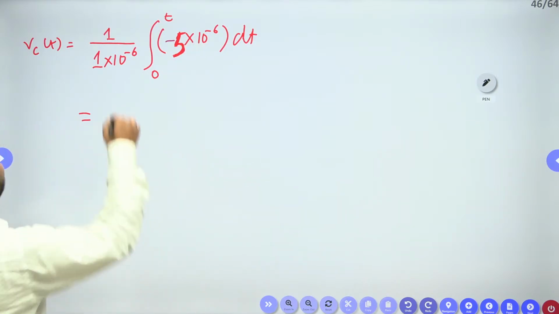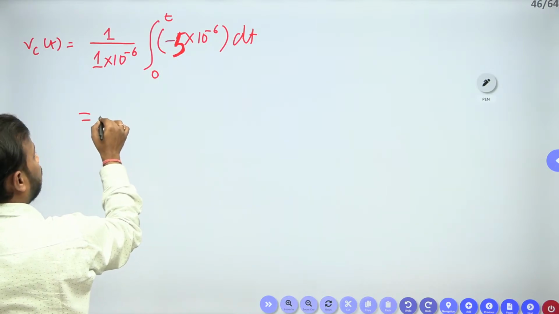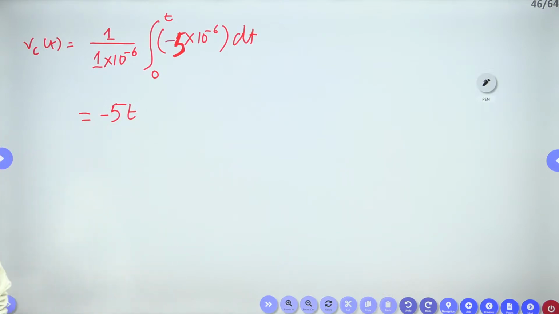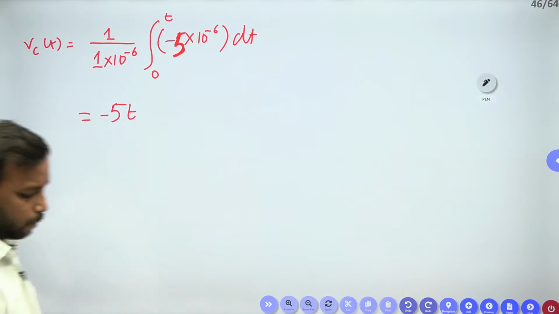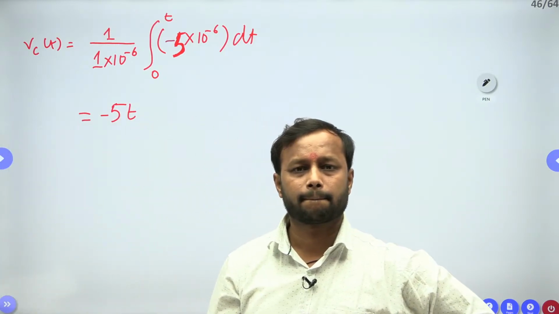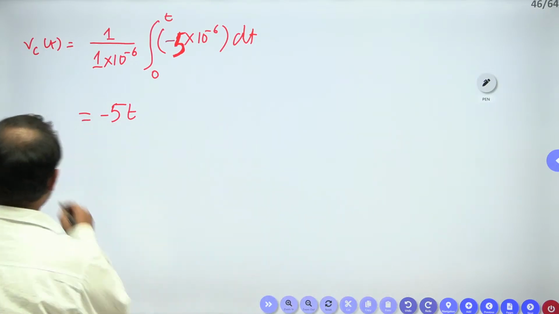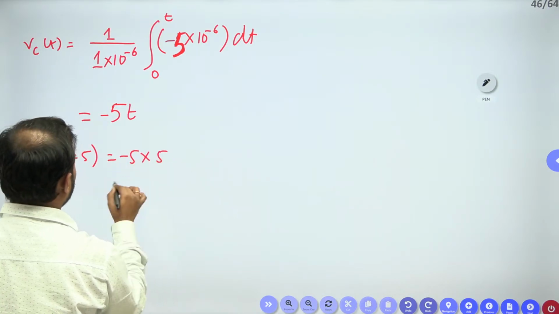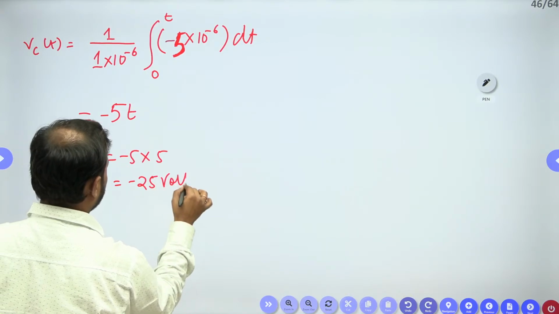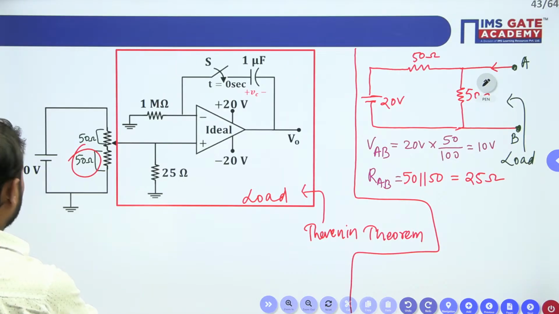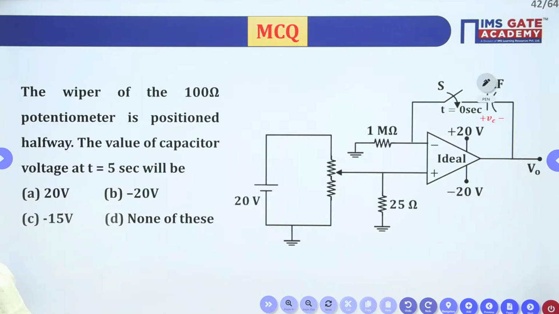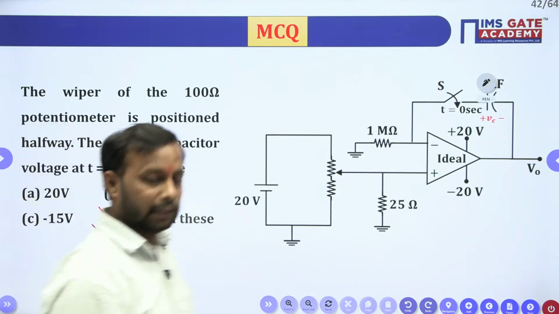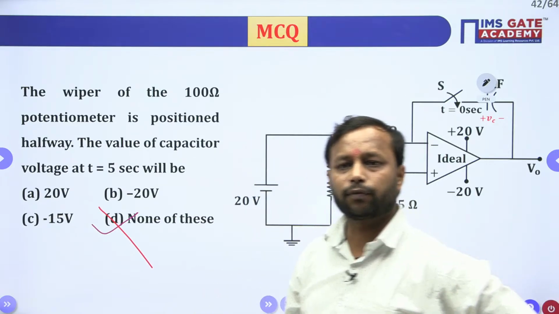Okay, so once you solve this, you will get the capacitor value as minus 5t. Done? Any doubt in this? Clear? Now at t equal to 5, this value is minus 5 into 5, which is minus 25 volt. This is given in option D. And if you mark option D, you will get negative marks, because this minus 25 volt is not the correct answer for this question.